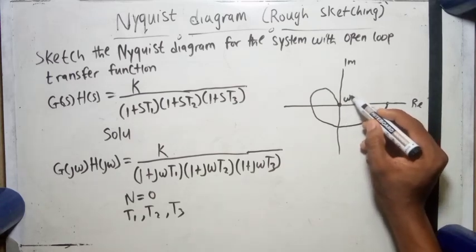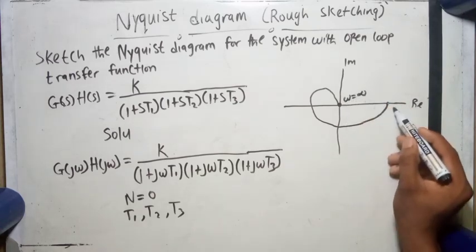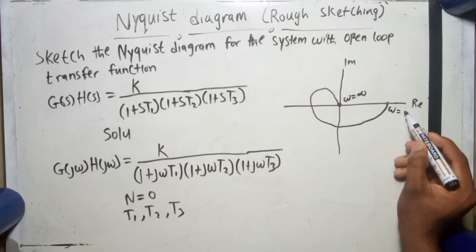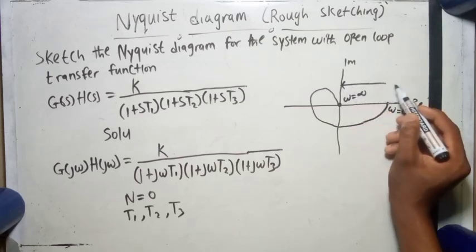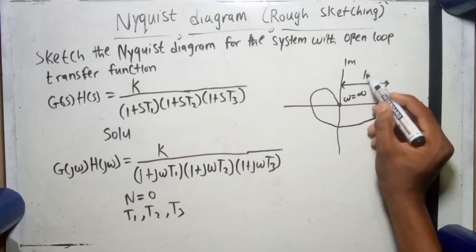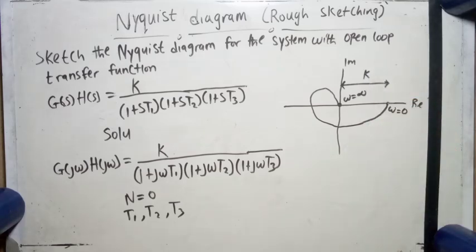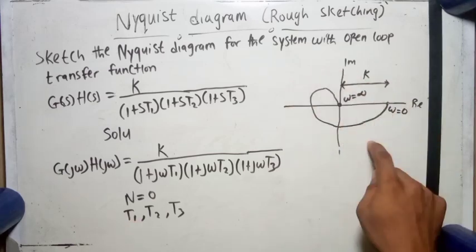So at this point, W is infinity. And at this point, W is 0. And the distance from here to here is K. So as you can see, it's quite easy. If you just follow the rules, it's quite easy. Just know which quadrant you're meant to start drawing from. Then your T1, T2, T3 tells you the number of quadrants you're going to be passing.